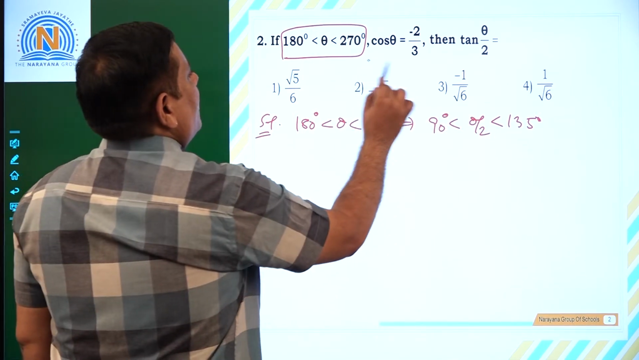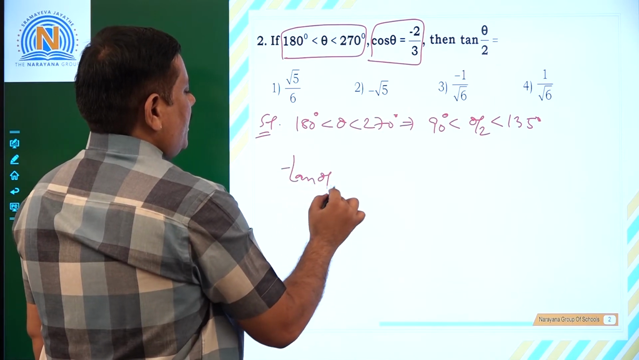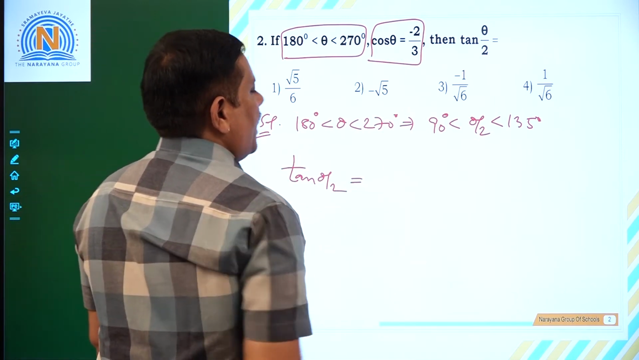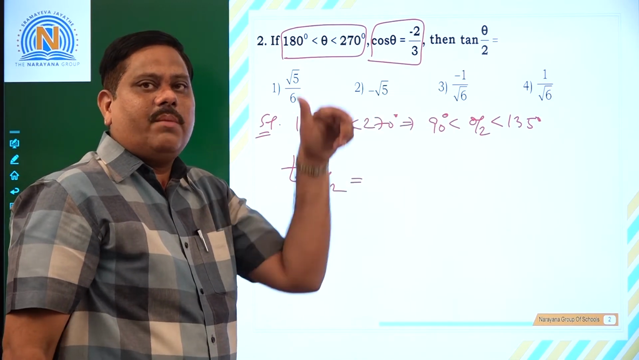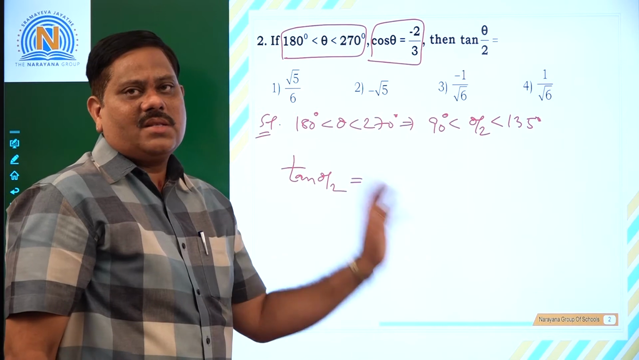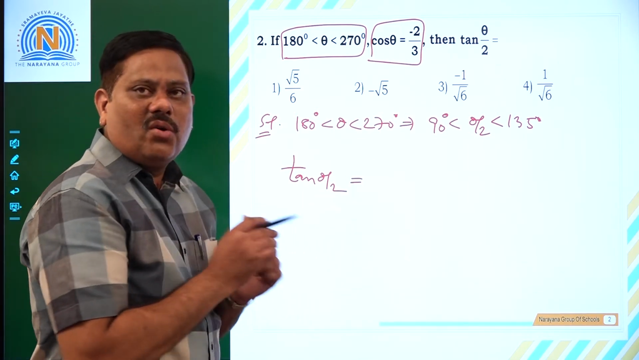Of course, cos theta value is given as minus 2 by 3, that is okay. Now what is he asking? Tan theta by 2. According to the formula, tan theta by 2 is given as plus or minus under root 1 minus cos theta by 1 plus cos theta. But plus or minus, which one do we have to choose here?